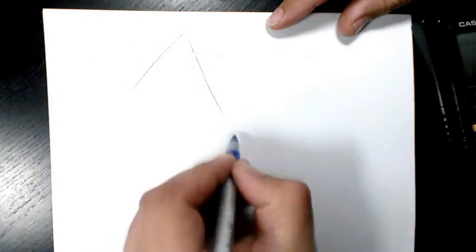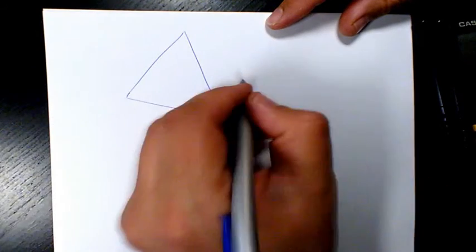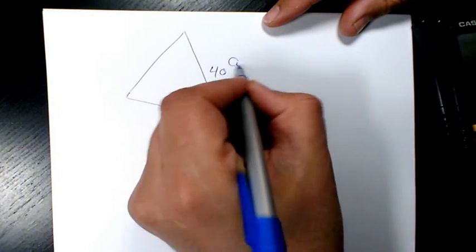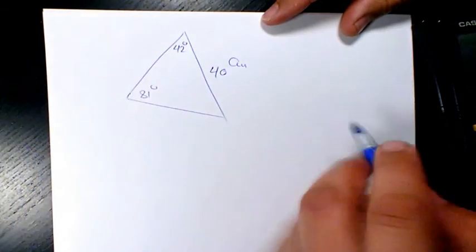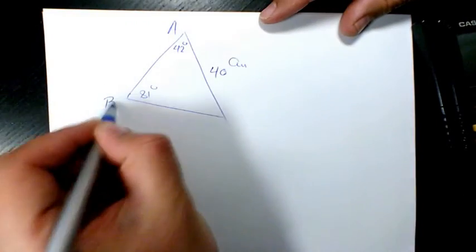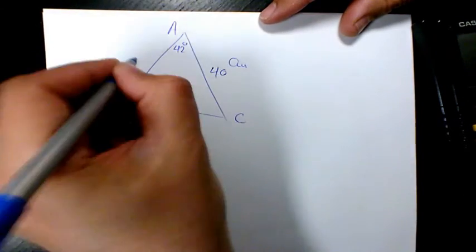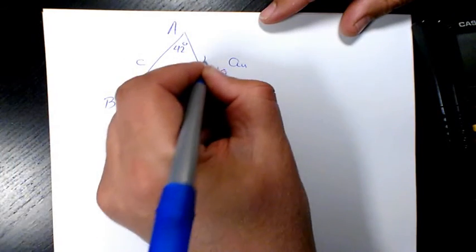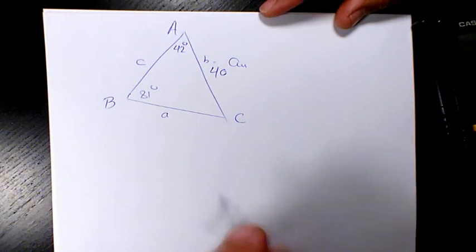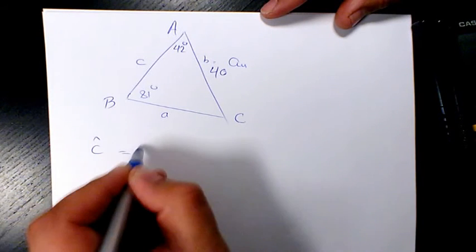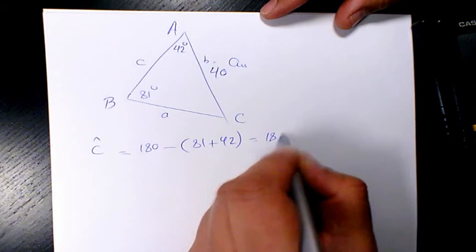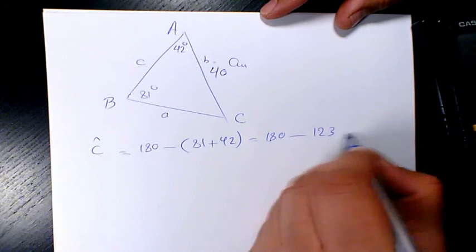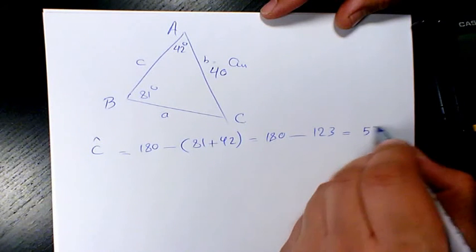Now next one. Imagine we have 40 centimeter in here, 42 degrees, 81 degrees in here. We'll say A, B, and C. So here we have lowercase a, lowercase c, and here we have lowercase b equals to 40 centimeter. So the angle C equals to 180, subtract 81 plus 42 in the bracket, which is going to be 123 degrees. That's going to be 57 degrees.